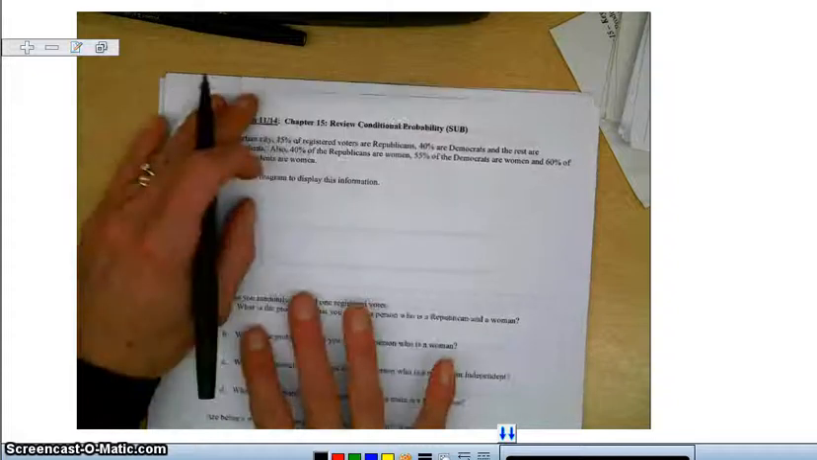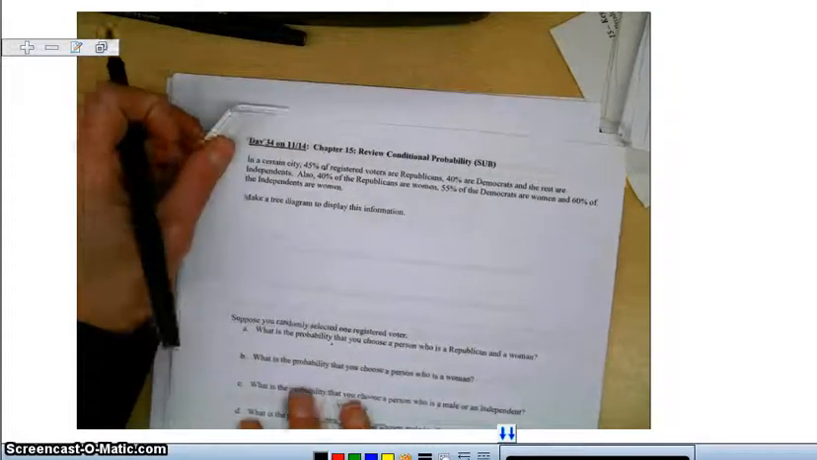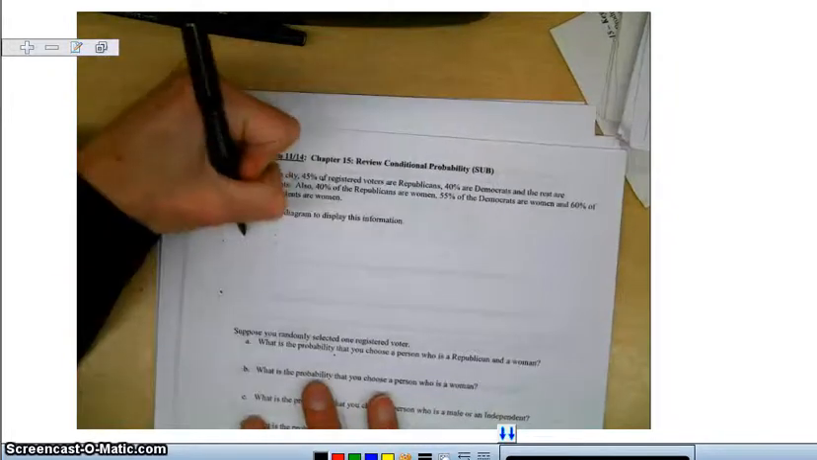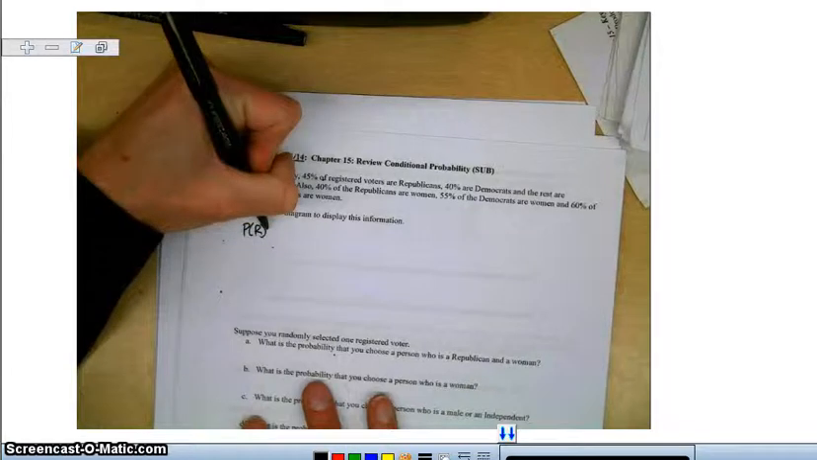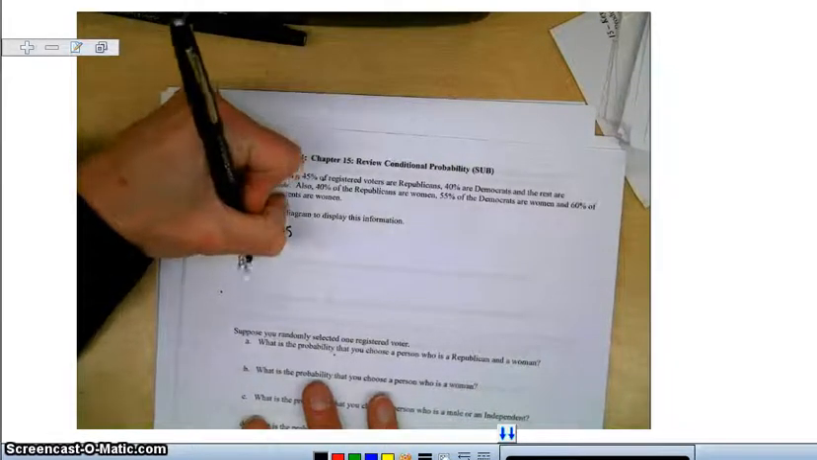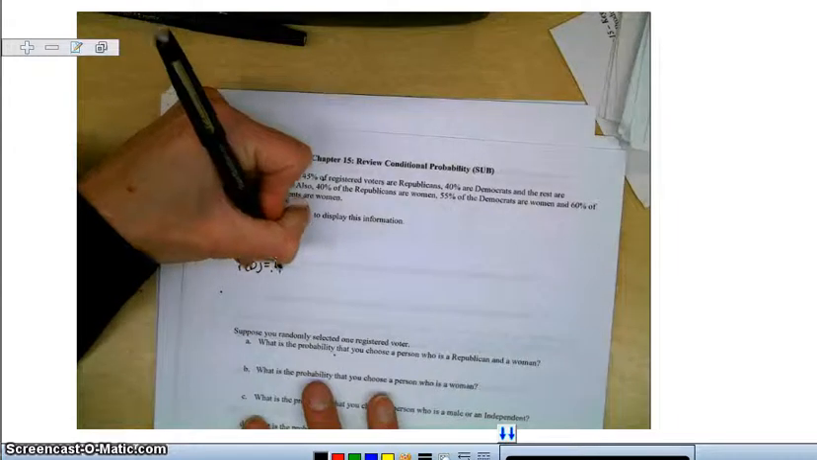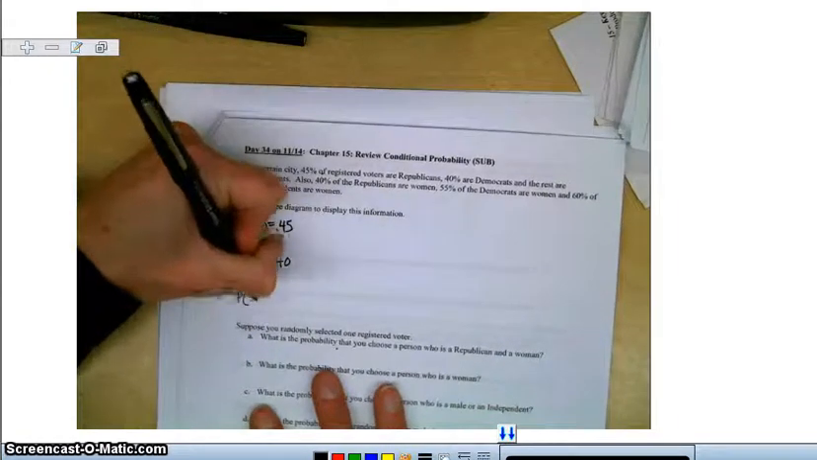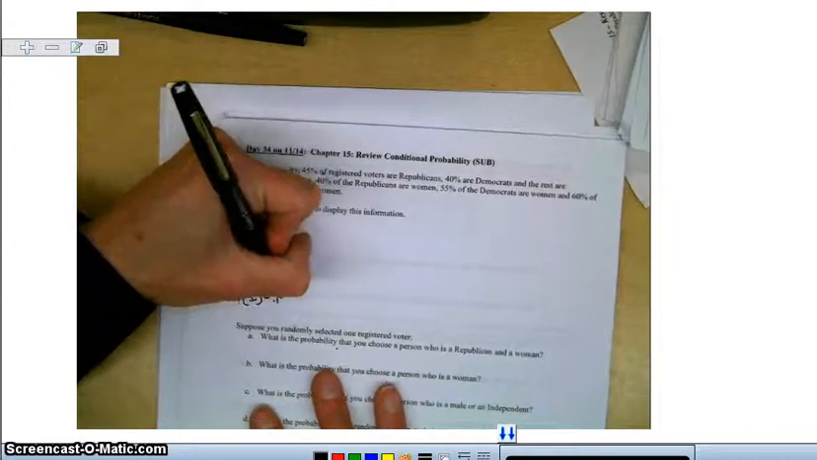Okay. So what are the three types of things you could be? Okay, so the probability that you're a Republican is what? 0.45. The probability that you are a Democrat is 0.4. And the probability that you are an independent is 0.15.